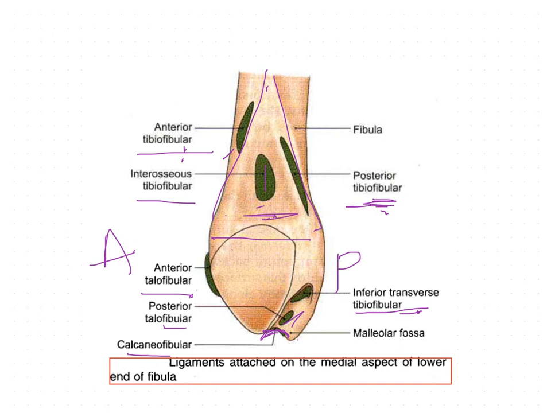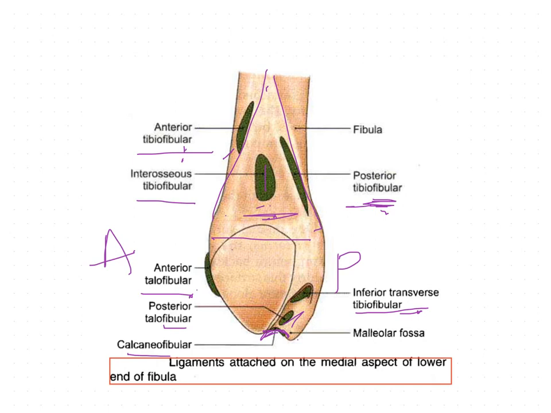In the groove on the posterior surface of the malleolus, the tendon of the peroneus brevis, which is deep, and of the peroneus longus, which is superficial, are the relations. If you see the blood supply, the peroneal artery gives off the nutrient artery for the fibula, which enters the bone on its posterior surface, and the nutrient foramen is directed downwards.